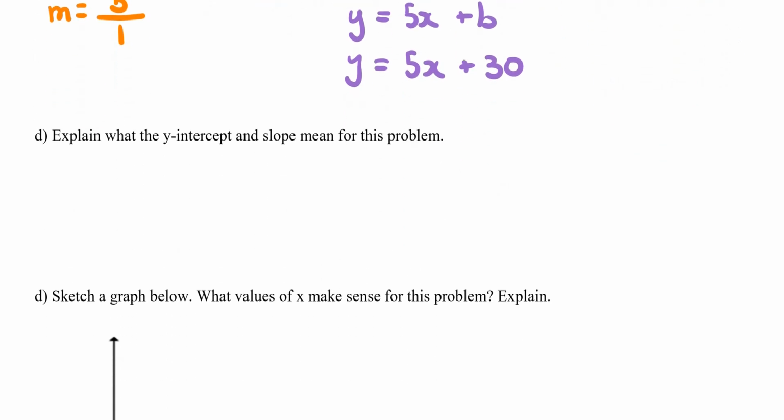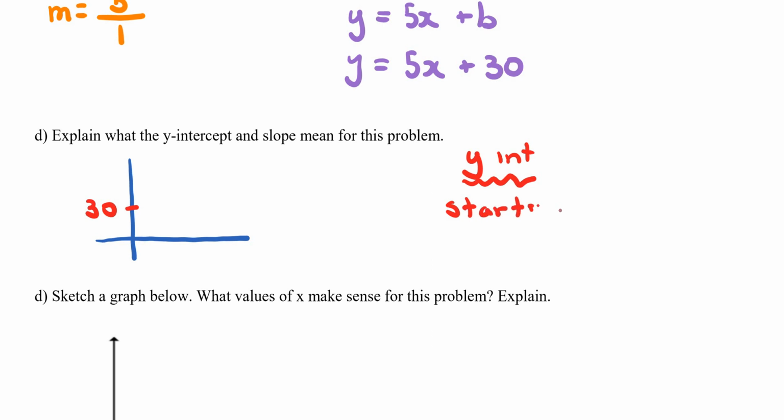Okay, explain what the y-intercept and slope mean for this problem. So this is a classic question that you will generally get for these kinds of questions. At the beginning you start out with $30, right? So the y-intercept is your starting dollar amount. This is how much money you have to start off, which is $30. You have $30 before you start saving.